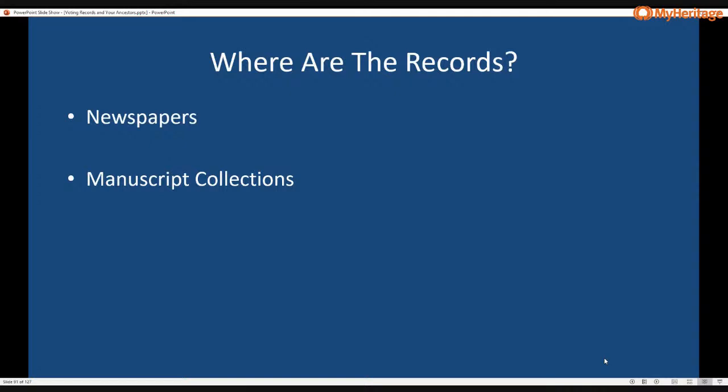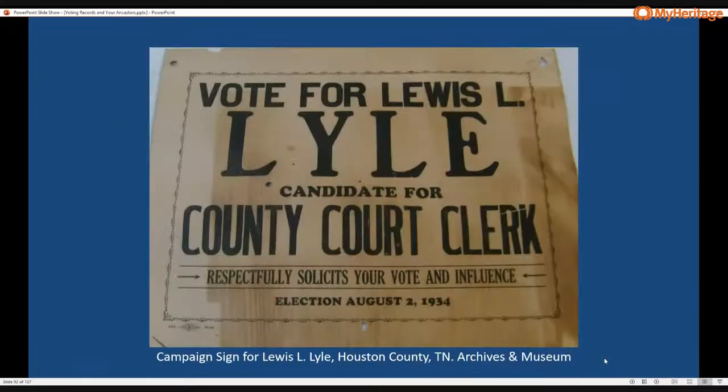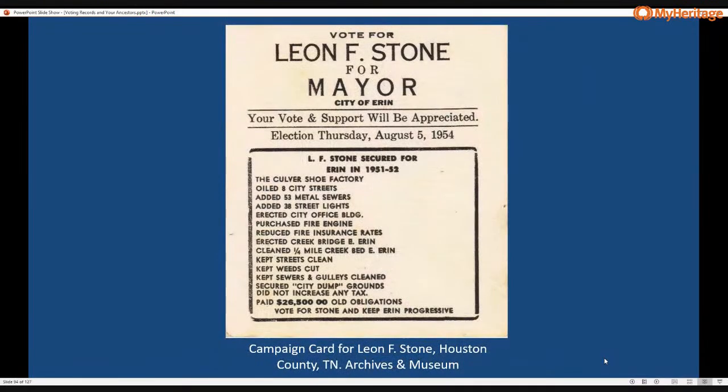So as you can imagine, each and every manuscript collection is going to have different things and unique things and original records. Here's some examples. We have actually an election and voting records collection here in our archives, and these are actually some ephemera that have survived. These are some candidate cards that they would hand out during the election. Here is a sign that we have for someone who was running for county court clerk. This one was interesting for me because it says your vote and support will be appreciated. This is from 1954, and it lists his accomplishments of what he's been able to do for the local community.